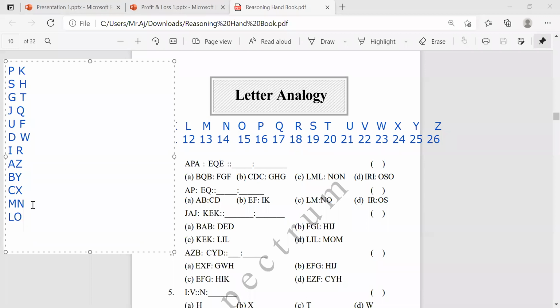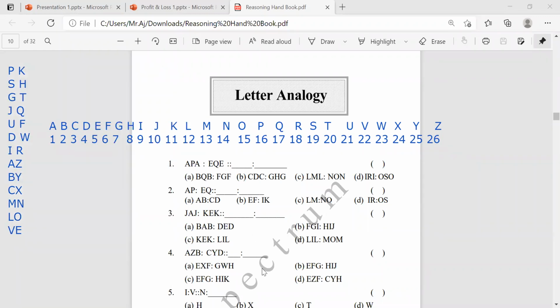L-O and V-E. So these are the pairs of the numbers. Remember this, and this is very, very important. Then first find out the logic here, and give the answers for this section. You people will solve this section. I'm not going to solve this one.